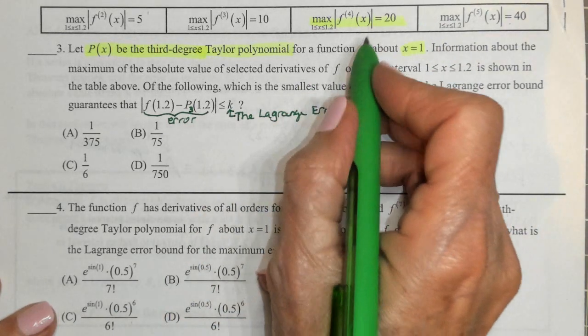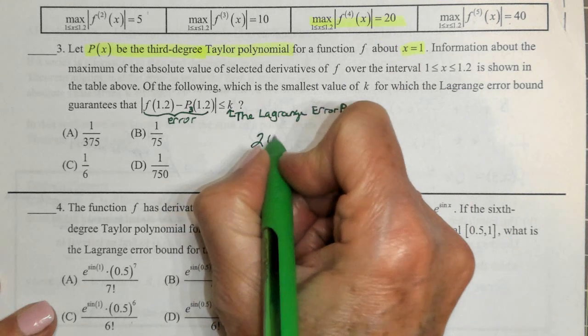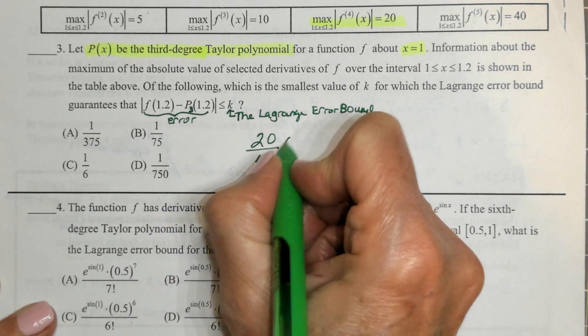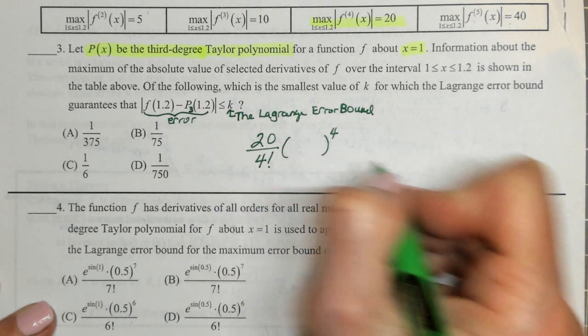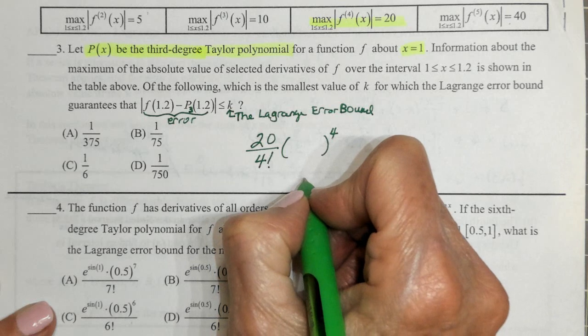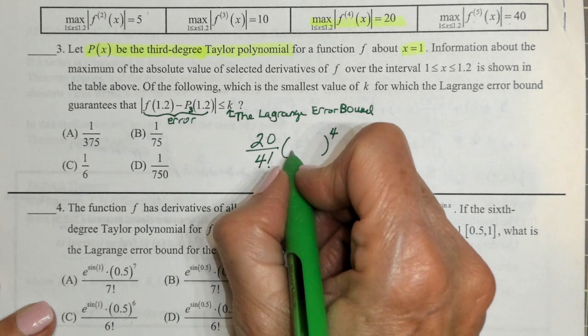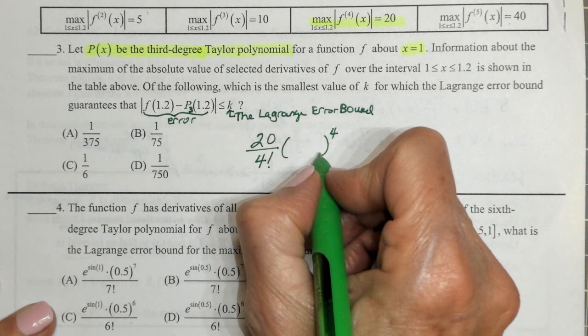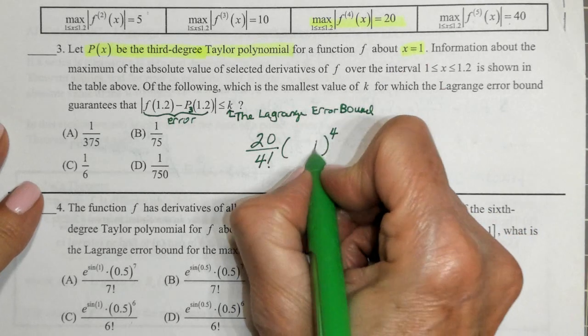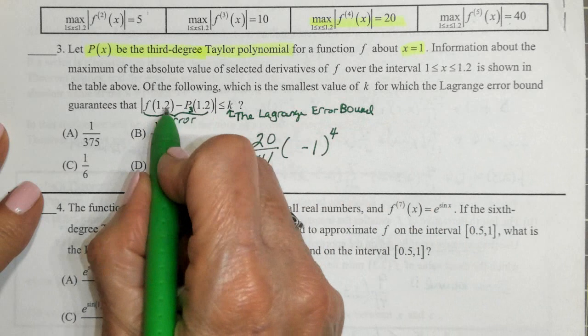The maximum fourth derivative is 20. We divide by 4 factorial. We multiply by x minus c to the fourth power. But I'm not going to write x, and I'm not going to write c. I'm going to say what those are. C was 1. X is 1.2.